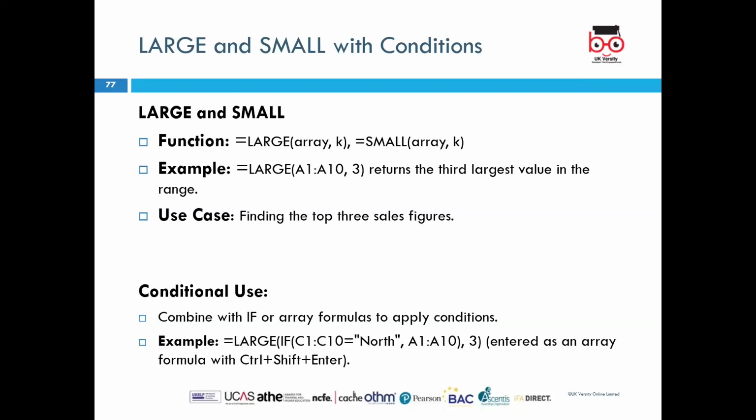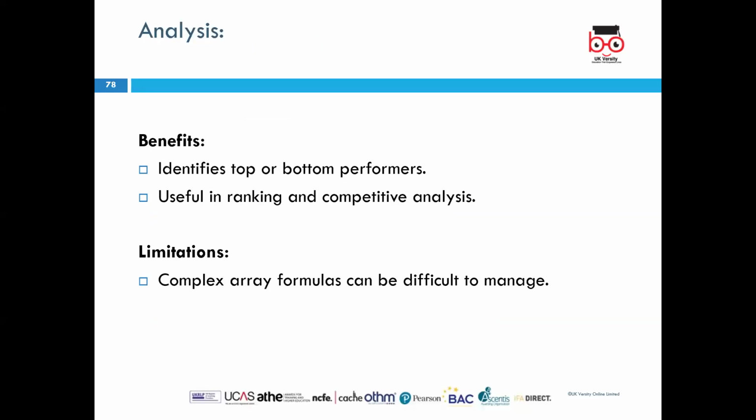LARGE and SMALL with conditions are used for finding the top 3 score figures. For conditional use, we combine them with IF or array formulas to apply conditions. The benefit is that we can identify top and bottom performers. The limitation is that complex array formulas can be difficult to manage.